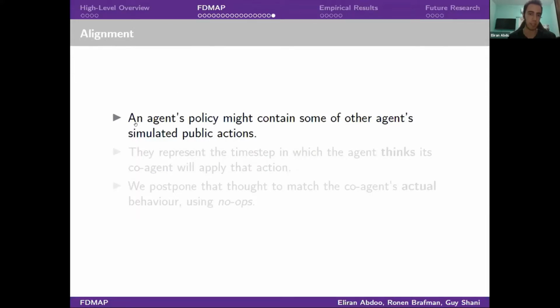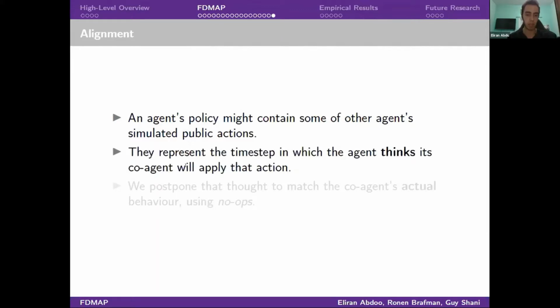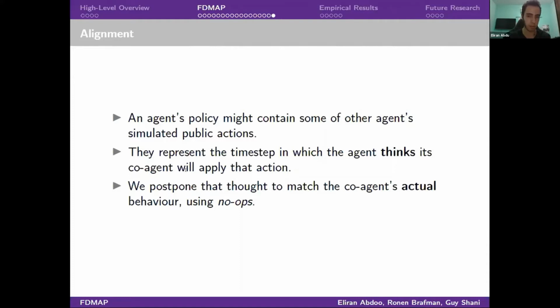So as we said, an agent policy might contain some of other agents' simulated public actions and private actions to be frank. The appearance of each action represents the timestamp in which the agent thinks its co-agent will apply the action. But in fact, we need to postpone that idea, to match the co-agent's actual behavior. And we do so using no-ops. We want to just postpone the action far enough so the agents will be coordinated.